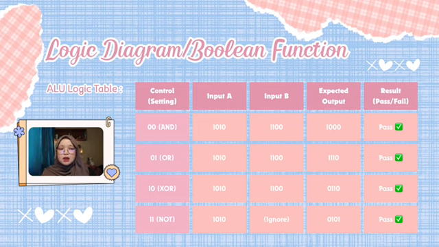Second, for OR, the logic combines the bits, resulting in 1110. Third, for XOR or exclusive OR, the gate detects differences between the bits. The result is 0110. Finally, for NOT, this operation only affects input A. It inverts 1010 to become 0101. So, this table confirms that our logic gates are functioning exactly as intended according to Boolean law.